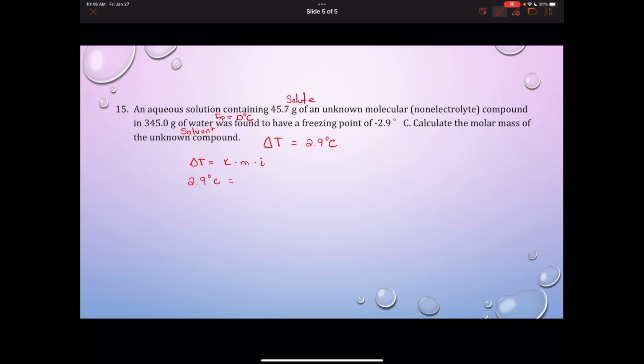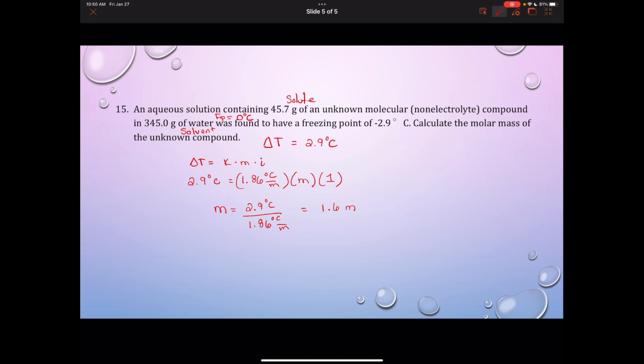Our solvent's water, so we've got to go back and grab that K value for water that we had in previous exercises. And K's value is 1.86 degrees Celsius per mole times m times an i value of 1. So we're rearranging to solve for our molality. Which is going to give us a molality of 1.6 molal.